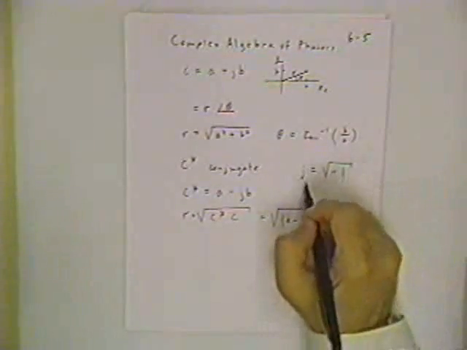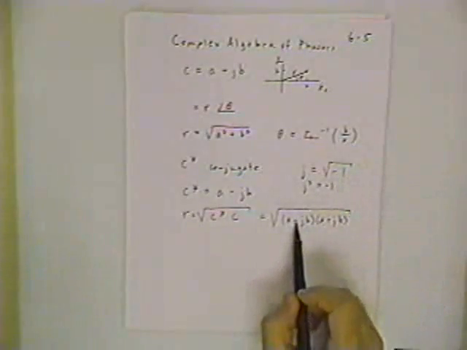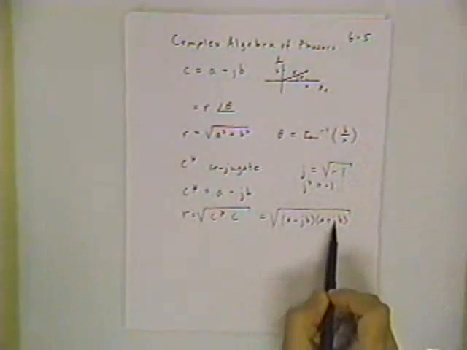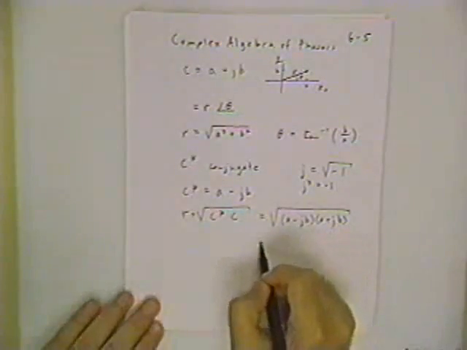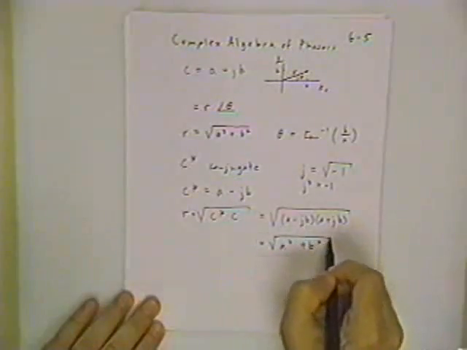Now the fact here is that j squared is equal to negative 1. So if you have negative j times positive j, that gives you a negative j squared, and that makes a positive 1. So you wind up with, once again, the square root of a squared plus b squared.